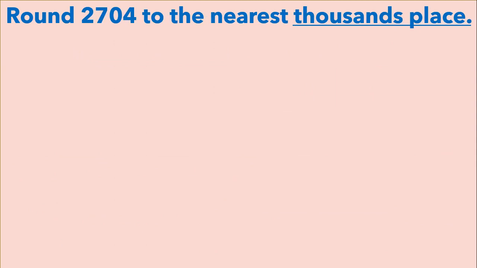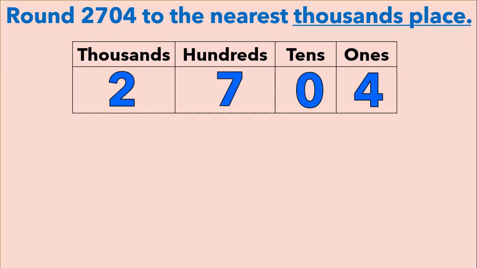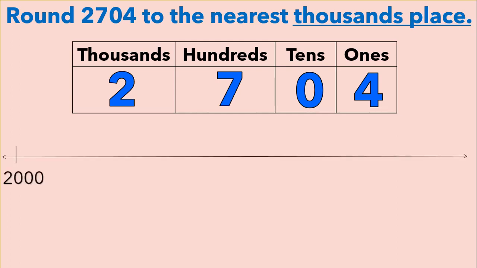Now let's round 2,704 to the nearest thousands place. Here we start with a place value chart and we're going to insert our digits. We can see that we have 2,000s in 2,704. So our number line is going to start at 2,000. One more 1,000 than 2,000 is 3,000, or 3,000 ones. We're going to break our number line up into 10 equal parts. Each line is going to represent 100.